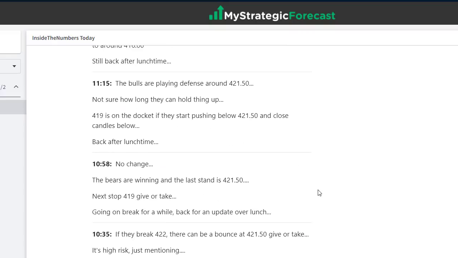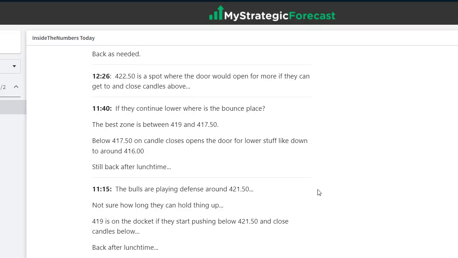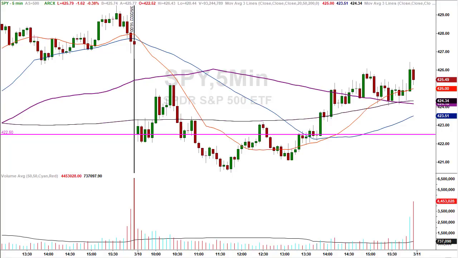They were bouncing back and forth, back and forth. So we're updating. There's information here. Pause the video, read the notes, and go back to the charts. I just want to point out a few more important things. So they fell again, and then by 12:26, we're posting this. 422.50 is a spot where the door would open for more if they can get and close candles above.